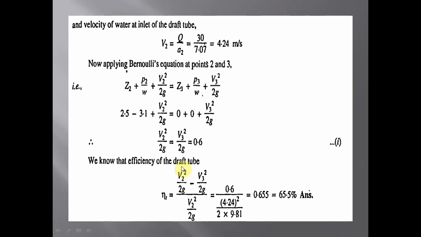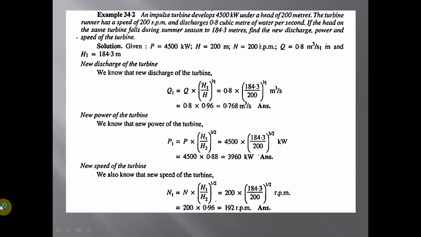We also know that the efficiency of the draft tube, η_d, is equal to (V2²/2g minus V3²/2g) divided by V2²/2g, that is 0.6 divided by (4.24² divided by 2 × 9.81), and that is 0.655, so 65.5% is the efficiency.